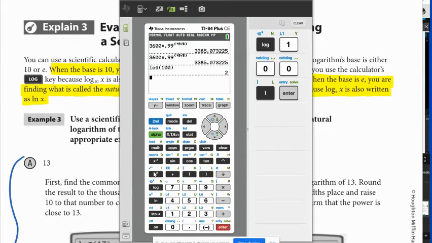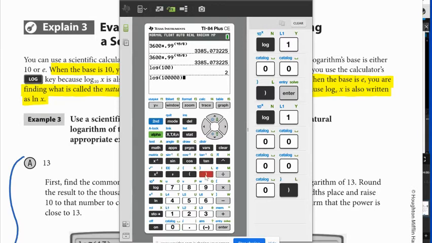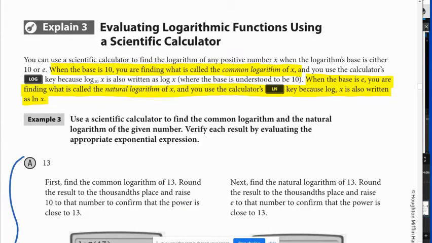If I did the common log of 100,000, that's 5, because 10 to the 5th power would be 1 with 5 zeros after it. So that's called a common log. Common log means base 10, and we just simply write it as log with no base. So no base means it's base 10.